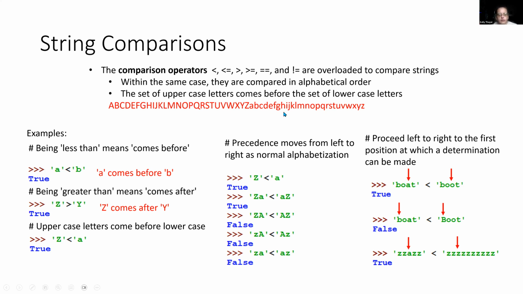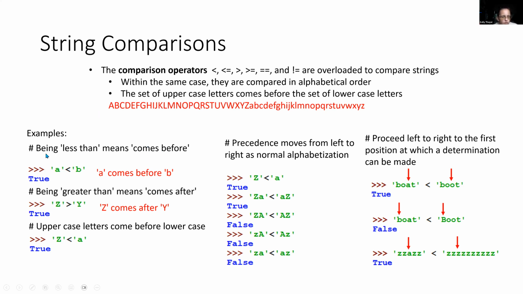But if it's not the same case, then there's this convention that the uppercase letters come before the lowercase letters. So that means basically anything in capitals will come before anything in lowercase, which does not hold true in normal alphabetization, right? That would be like having two dictionaries, one with the uppercase and one with the lowercase. But it's not like that in Python. Python does make that distinction. So let's just take a look at how this might work.